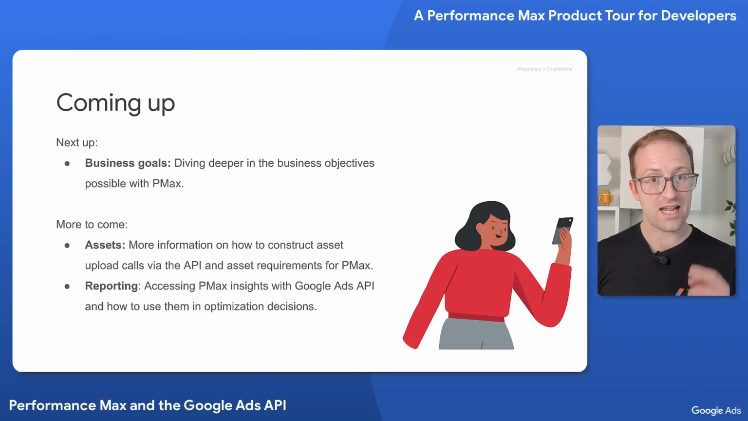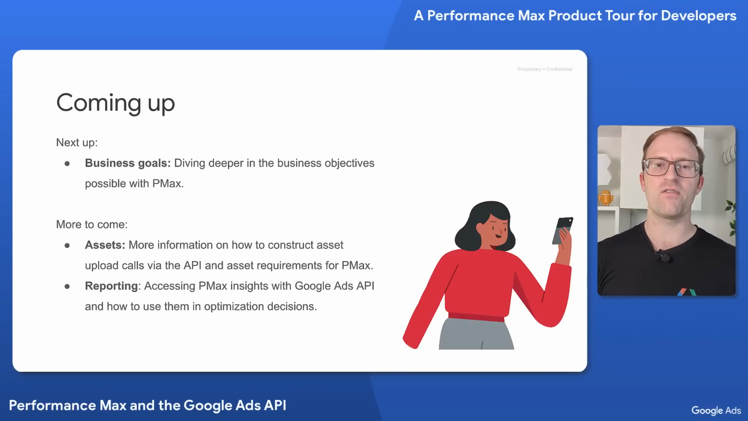We're excited about bringing the power of Performance Max campaigns to you at scale with the Google Ads API. I hope you now have a better understanding of what is possible with the product, and stay tuned to learn more about how you can put that into practice with our other sessions. In the next session, I will be hosting on business goals. We will dive deeper into the business objectives that can be achieved with Performance Max, and how you can configure a campaign and targeting using the API.